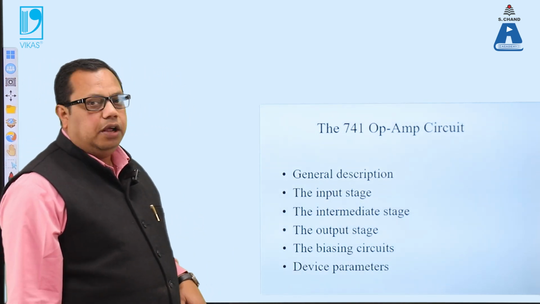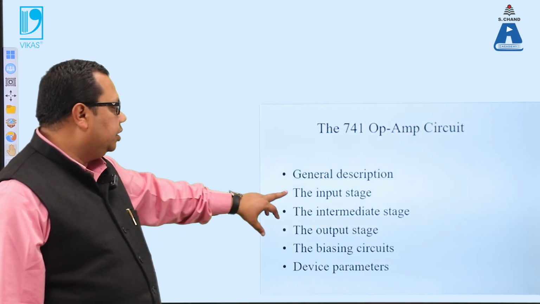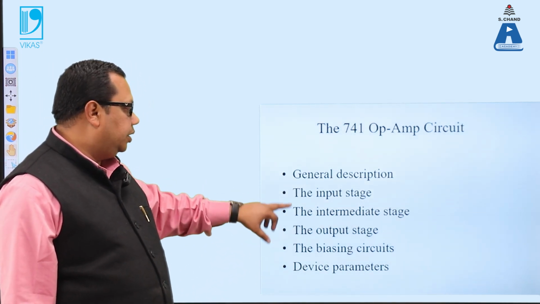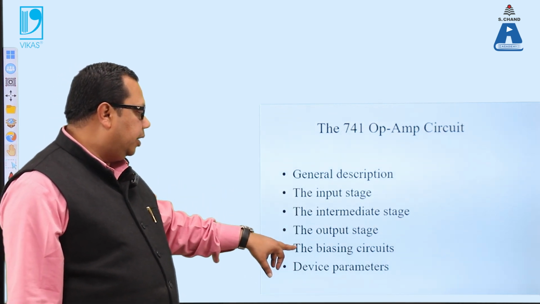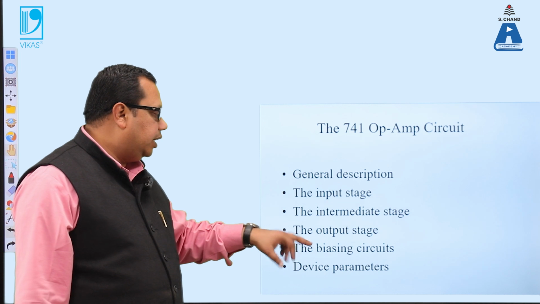Then we have the IC 741 as a circuit. So first of all, when we make a circuit, we have two stages, the input stage and the output stage, and between them there is an intermediate stage. After that there is a biasing circuit and the device parameters.